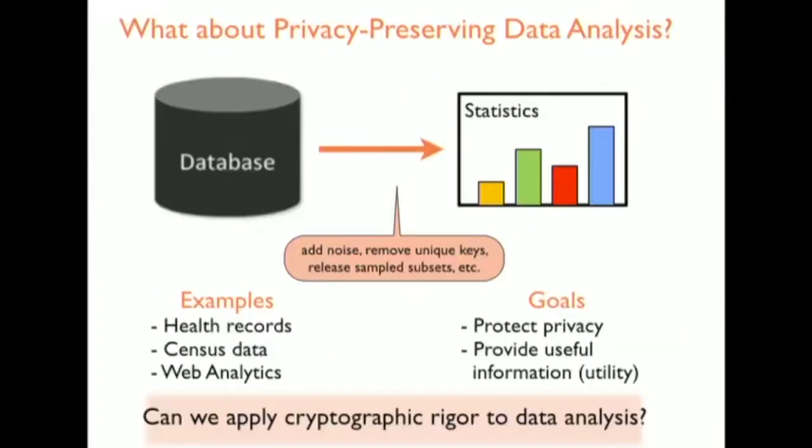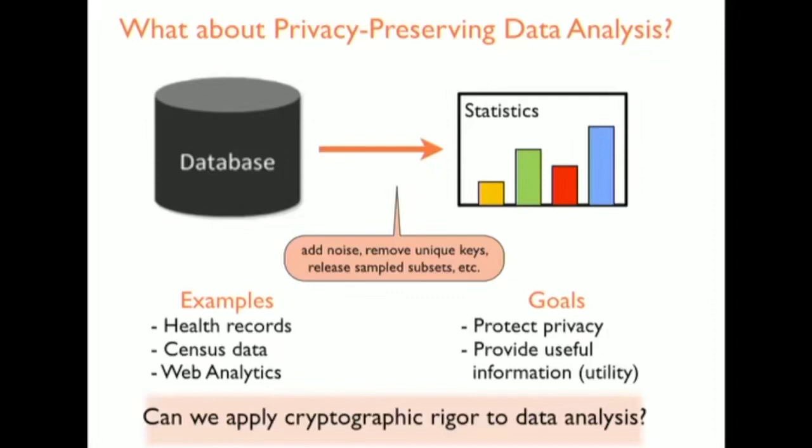Now moving slightly away from cryptography, we talk about an interesting problem regarding privacy, which is privacy preserving data analysis. There are lots of examples of such things in our real world. For example, there are databases of health records, census data, web analytics, and in all these scenarios, statistical information from the database is collected and published online. Obviously this statistical information may provide some information regarding individual entries in these databases.